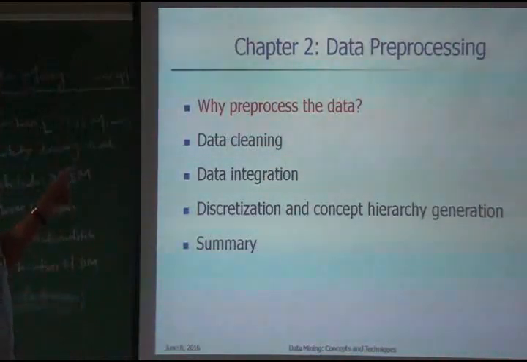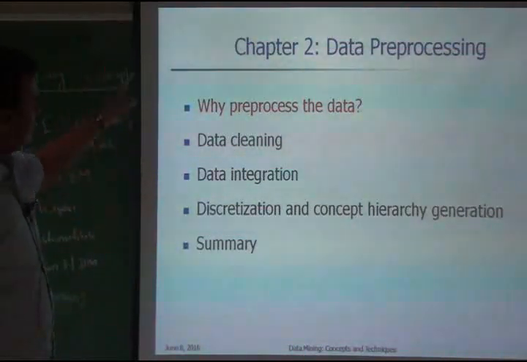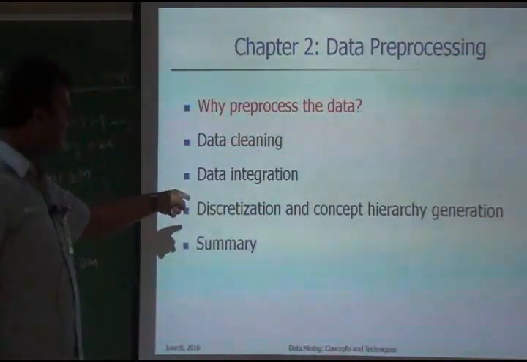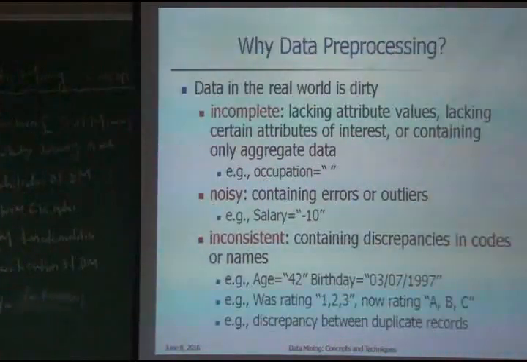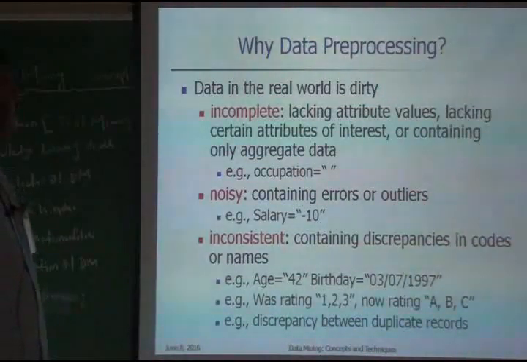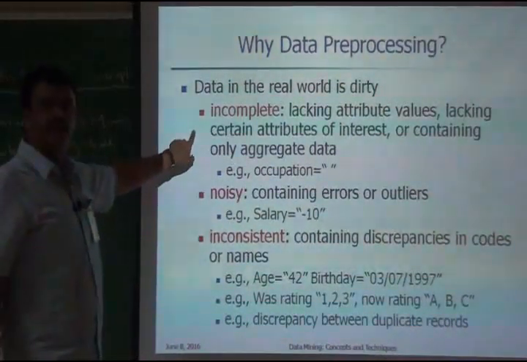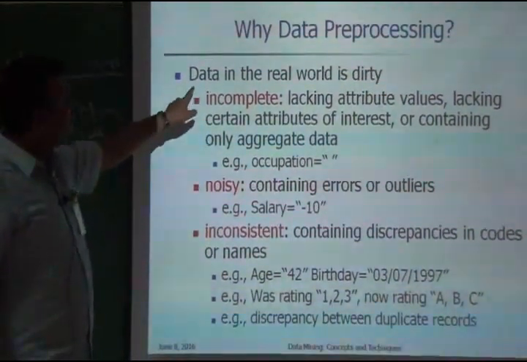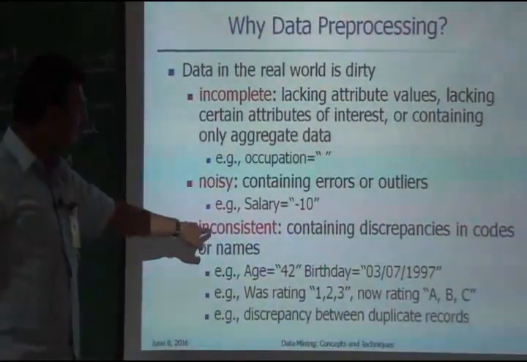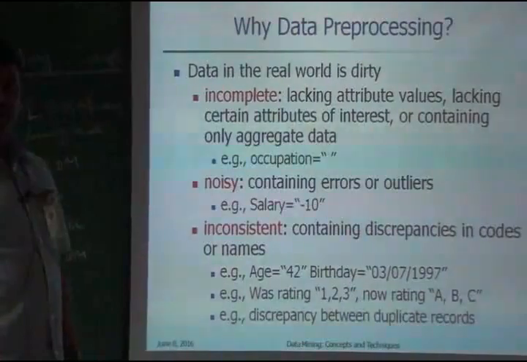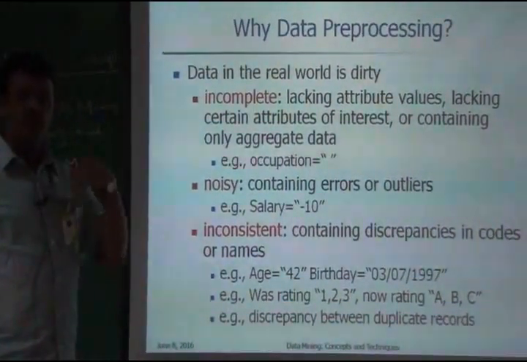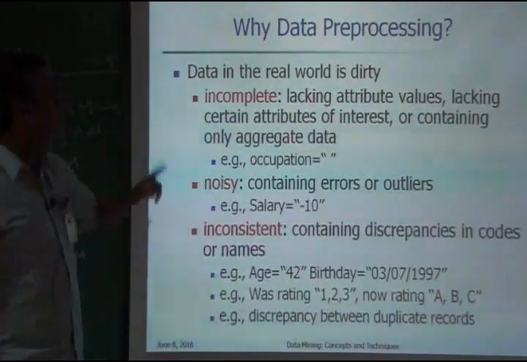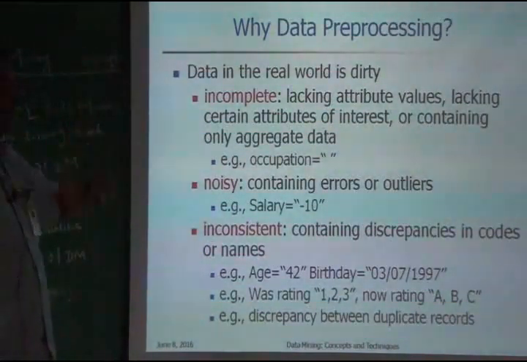Okay, the pre-processing. There are different steps in pre-processing: data cleaning, data integration, then data transformation. The last one is discretization and the concept hierarchy. First, why do we go for data pre-processing? The data in the real world is dirty. What do you mean by dirty? The data may be incomplete, noisy or inconsistent. In pre-processing, we are going to remove the noisy, inconsistent and incomplete data. That's why we go for data pre-processing.